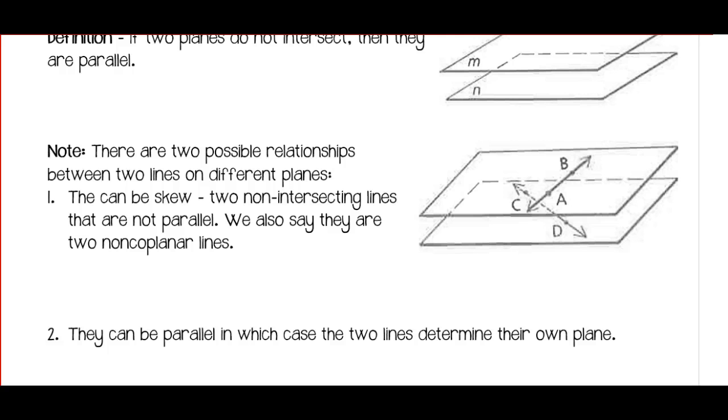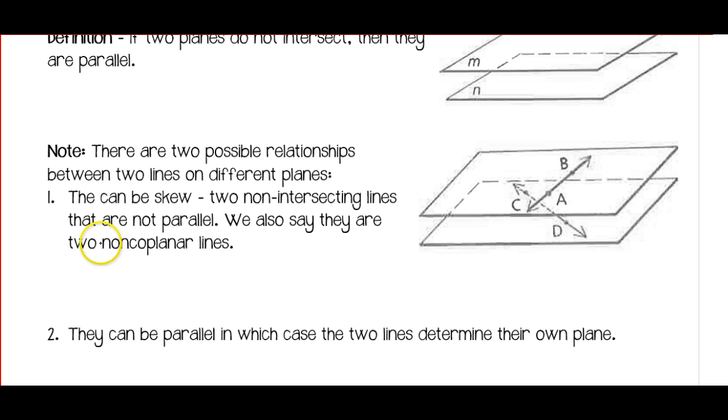So normally when we talk about two lines that don't intersect, we're talking about parallel lines. But now, if we take those two lines and we put them on different planes, so you can see we have AB on the upper plane and CD on the lower plane, you can see that they're not parallel, but since CD is underneath AB, they'll never intersect.